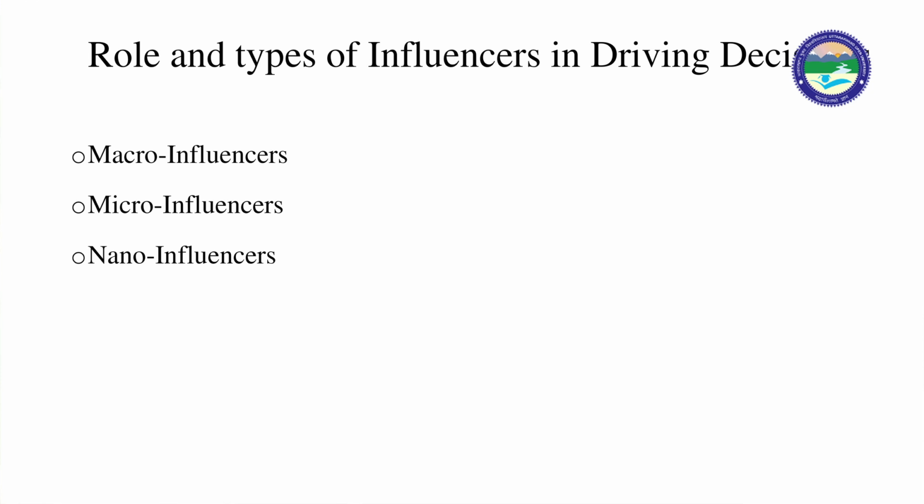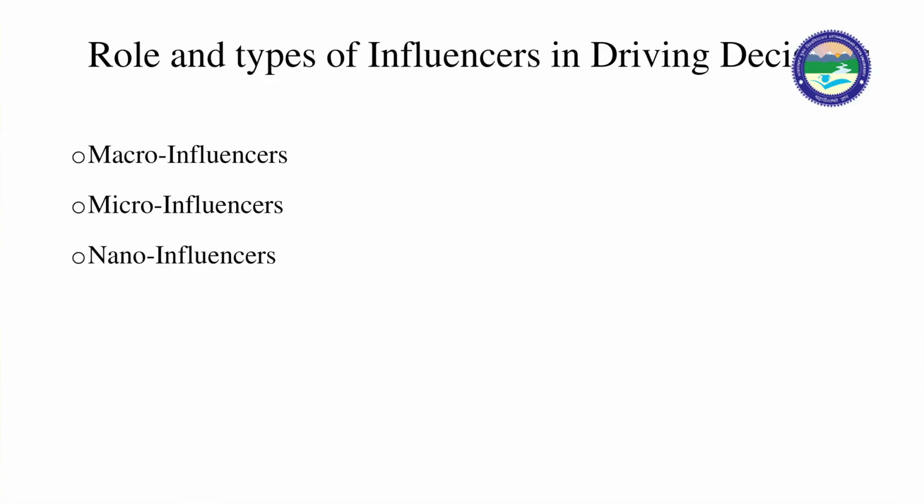The types of influencers can be defined as follows. The first one is macro influencers, those having a large number of followers. They are ideal for brand awareness. Second one is micro influencers. Micro influencers are the influencers having smaller followings. They have 1000 to 1 lakh followers, but they are more personal and authentic.